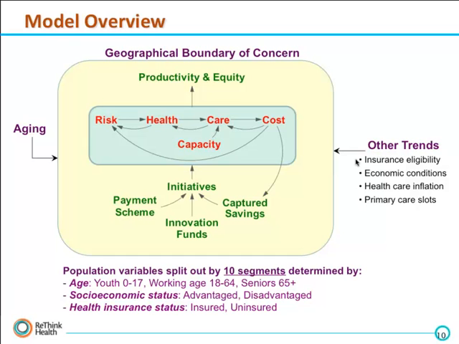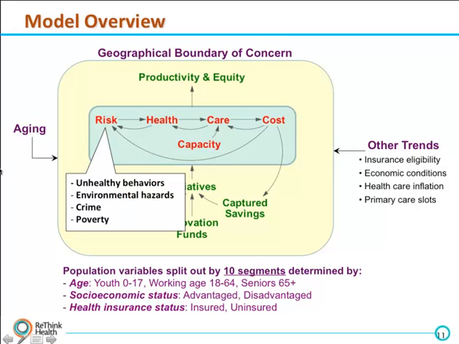Let's say a few more words about each of these red concepts. I'm going to do this by imagining an individual and how they experience this system. Here's an individual who may have certain risk factors associated with unhealthy behaviors. Here we're thinking of bad nutrition or inadequate exercise or alcoholism or smoking or other kinds of substance abuse. We also think about environmental hazards and crime and poverty, all of which can affect somebody's tendency toward health problems, either disease or injury.